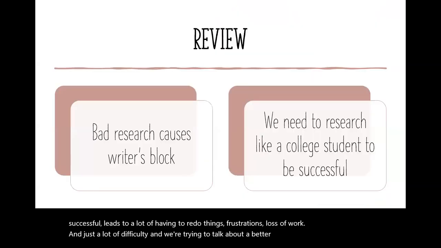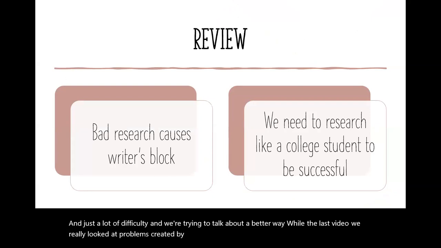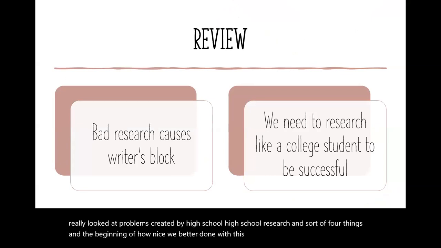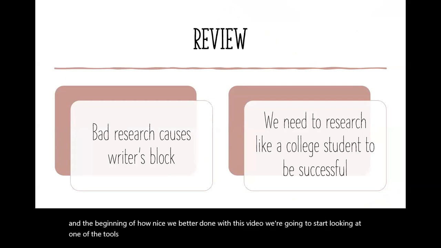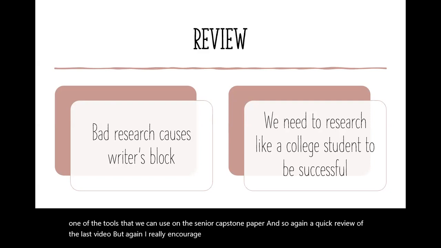In the last video, we looked at problems created by high school research, four things in particular, and the beginning of how it needs to be better done. With this video, we're going to start looking at one of the tools that we can use on the senior capstone paper. Again, a quick review of the last video, but I really encourage you to go back and look at that. It's called Why You Should Research Like a College Student.